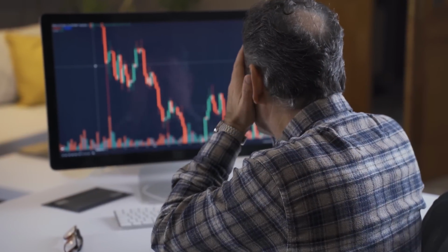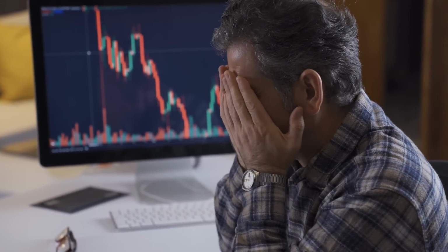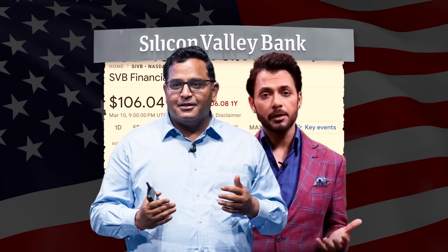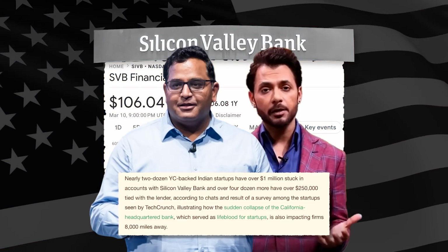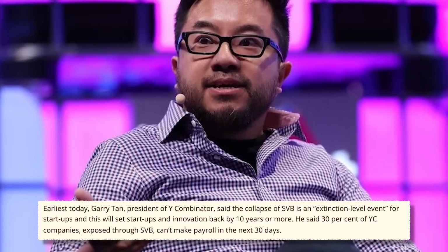Even the international investor community is a little bit scared because a lot of startup money is stuck with this bank. For example, some of India's foremost names in the startup community, like Paytm and Shaadi.com, even their money is stuck with Silicon Valley Bank. Gary Tan, the president of Y Combinator, one of the foremost names in the startup ecosystem, has called this crisis an extinction level event.